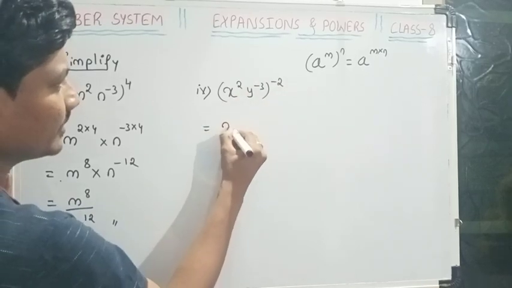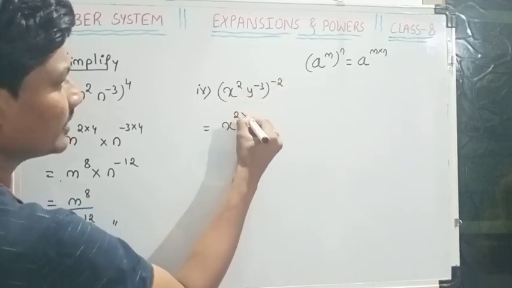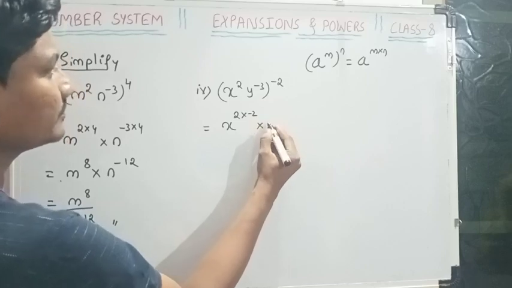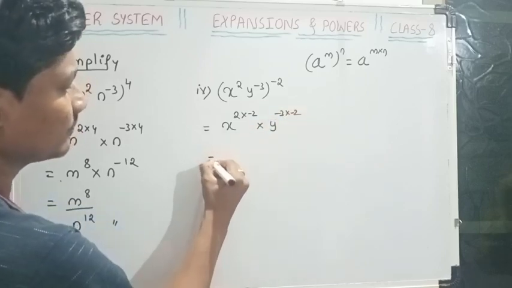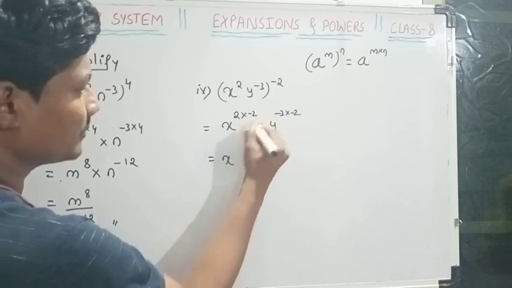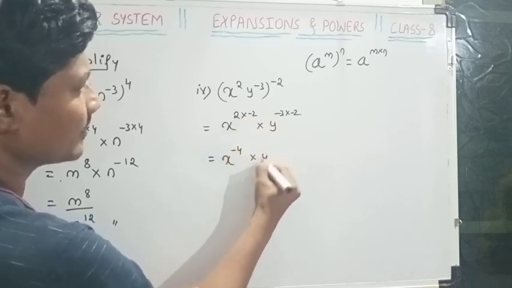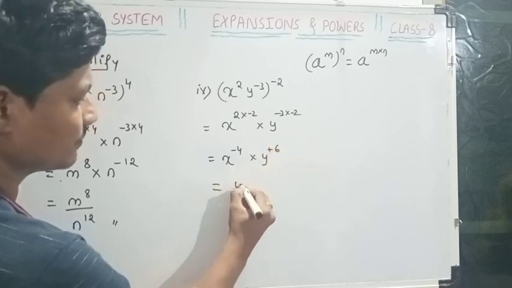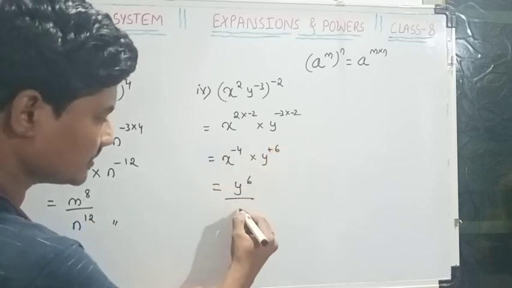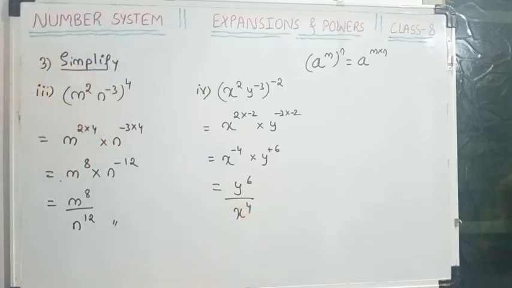Here, x to the power 2 into minus 2, into y to the power minus 3 into minus 2. x to the power 2 into minus 2 is minus 4, y to the power minus 3 into minus 2 is plus 6. I'll take this x to the power minus 4 downside, x to the power 4. This is how we have to solve this question.